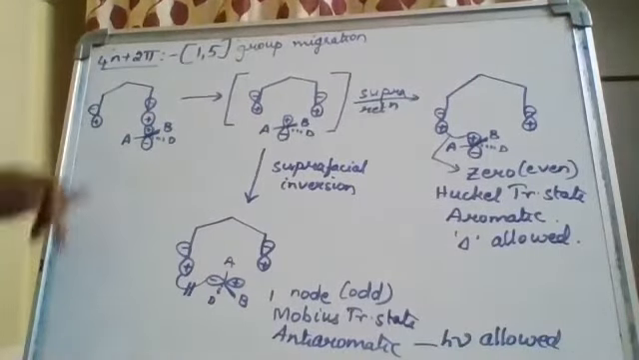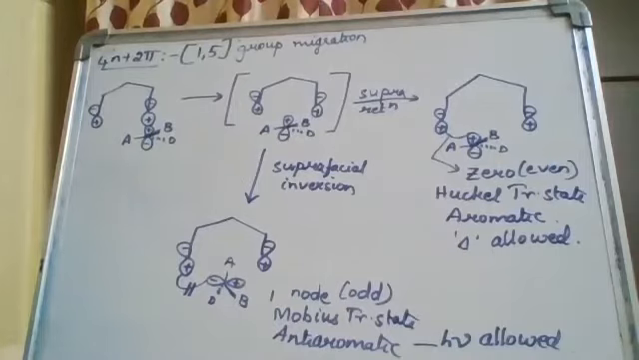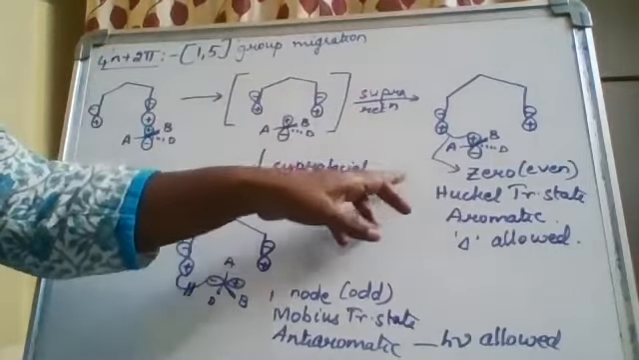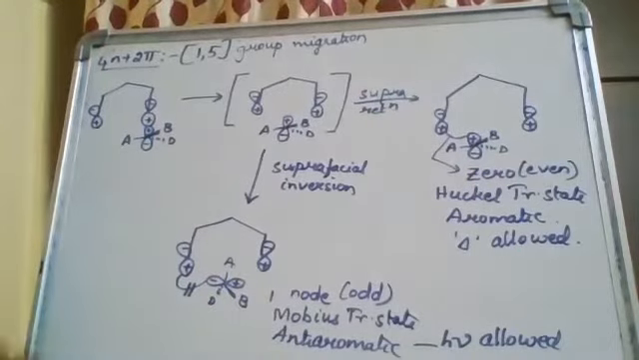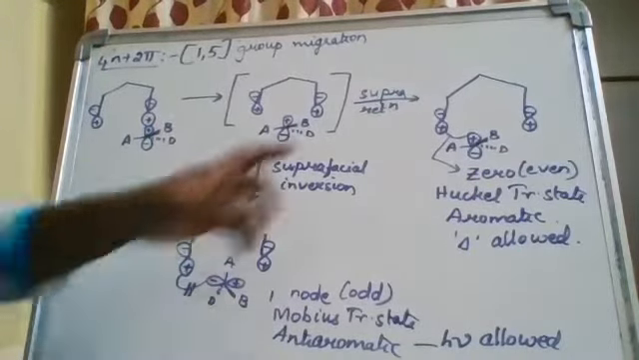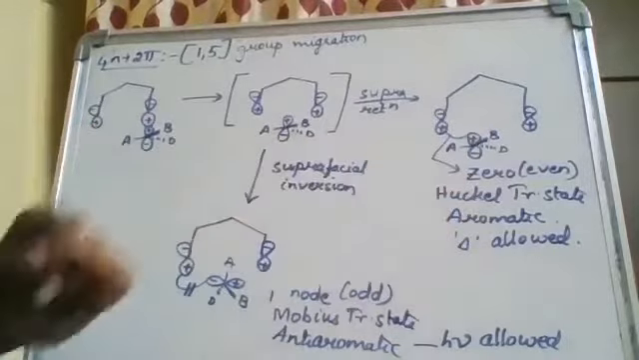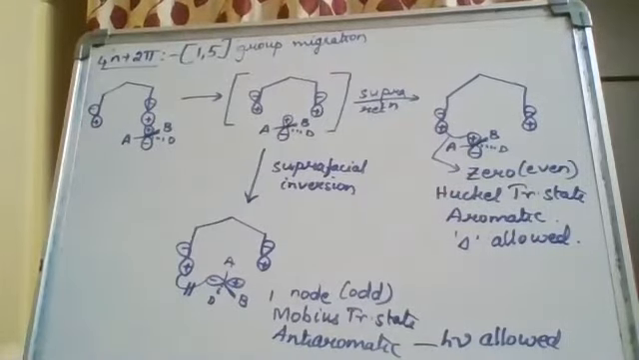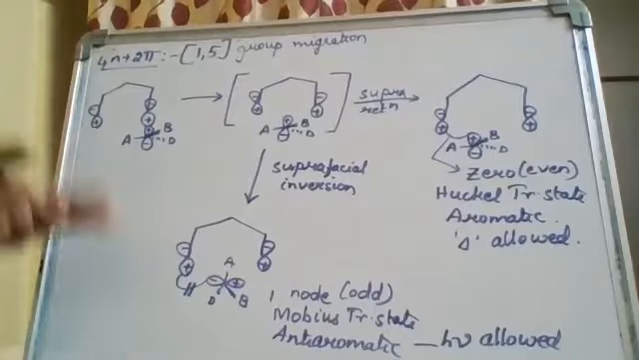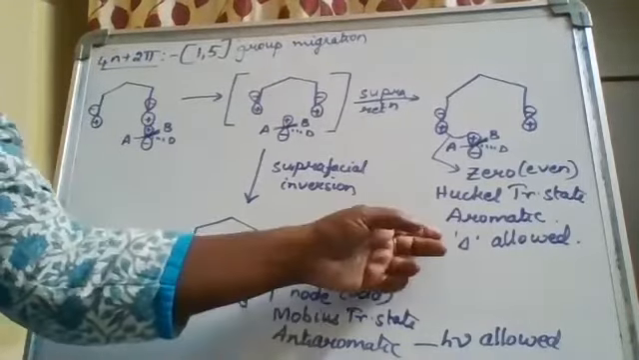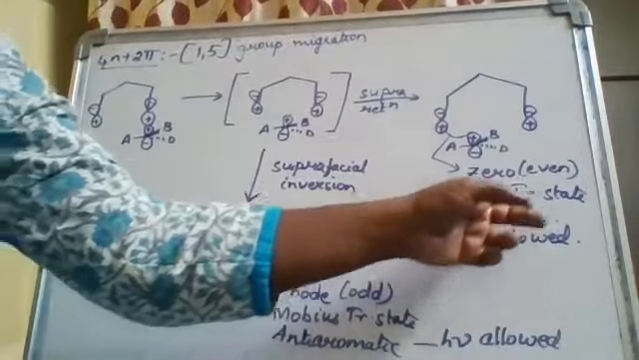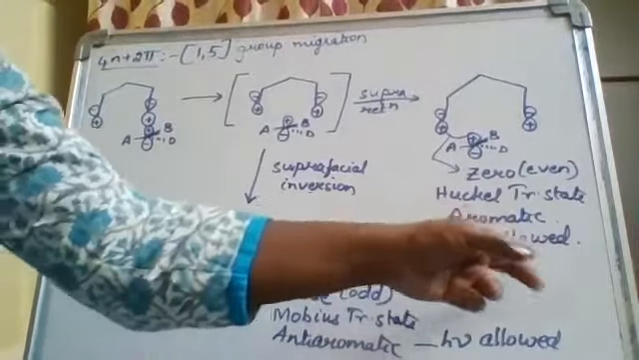So, group migration with suprafacial with retention of configuration involves 0 nodes in the transition state. Because it is an even number, it can be classified as a Huckel transition state. The molecule belongs to a 4n plus 2 pi system, so it is aromatic. All aromatic transition states are thermally allowed.